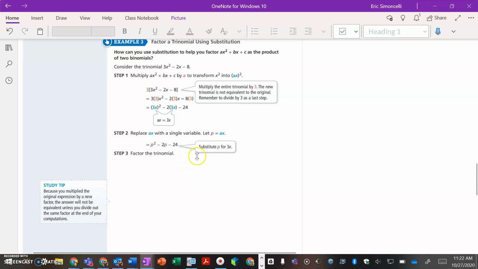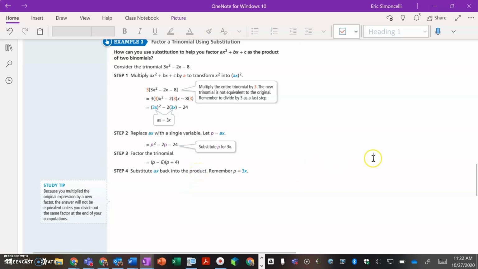Moving on, factor the trinomial. This is a factorable trinomial of which we again want numbers that multiply to negative 24 and add to negative 2. P minus 6 times p plus 4 fits the bill on that. In other words, negative 6 times 4 is negative 24. Negative 6 plus 4 is negative 2.